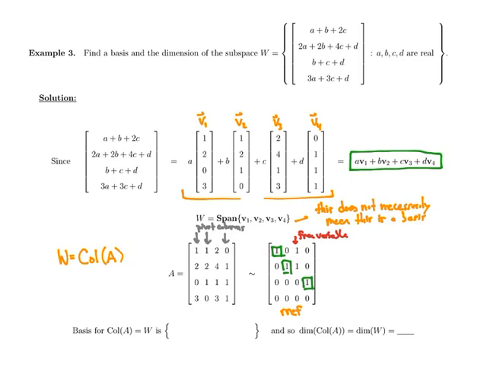So in this case, a basis is going to be v1, v2, and v4. We can write v3 as a linear combination of v1, v2, and v4, and that comes from the fact that it is a free variable in the row reduced echelon form matrix. Because this is going to be a basis for the column space, and it has 3 vectors, the dimension of the column space, which is the same as the dimension of W, is 3.